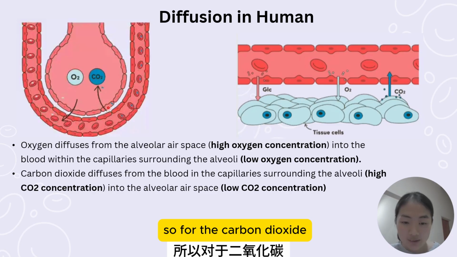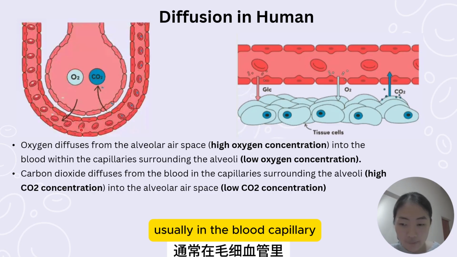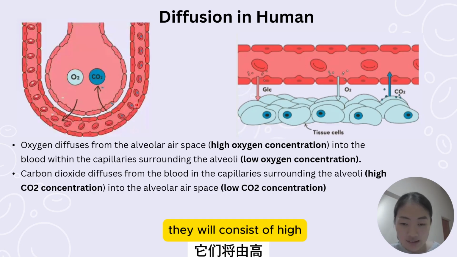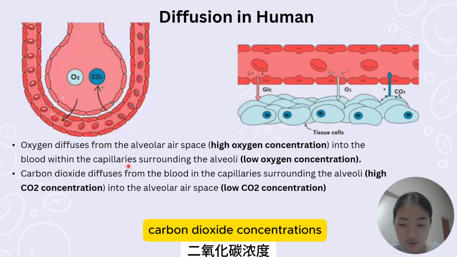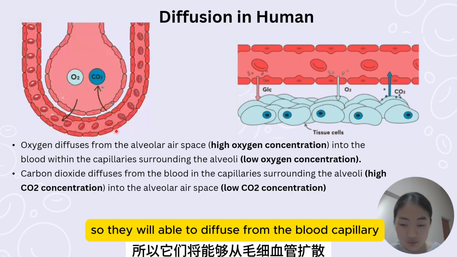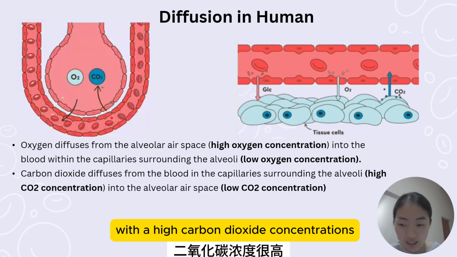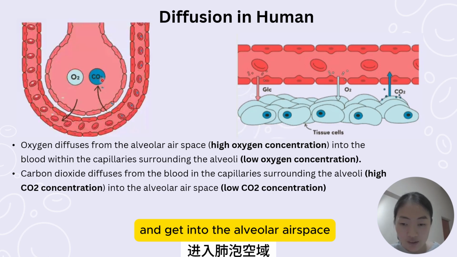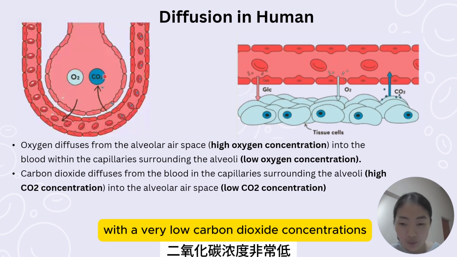For the carbon dioxide, usually in the blood capillary, there will be a high carbon dioxide concentration. So it is able to diffuse from the blood capillary with a high carbon dioxide concentration into the alveolar air space with a very low carbon dioxide concentration.